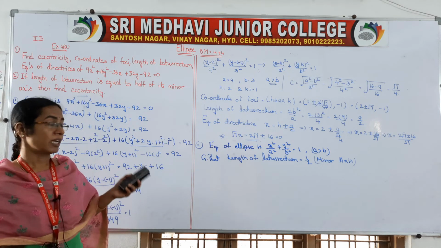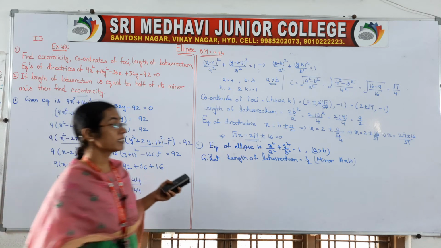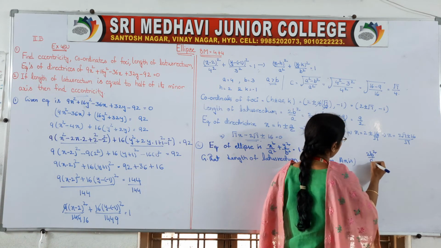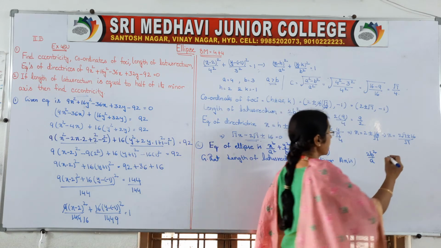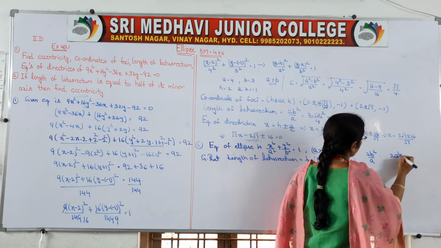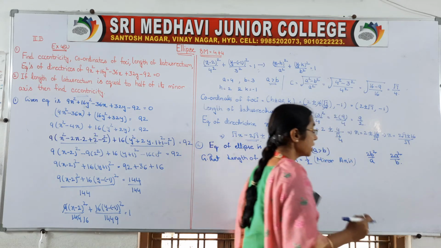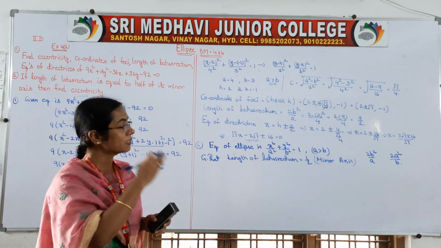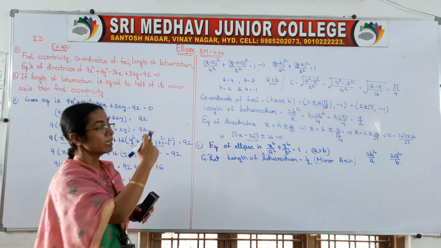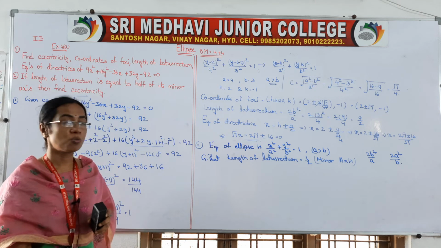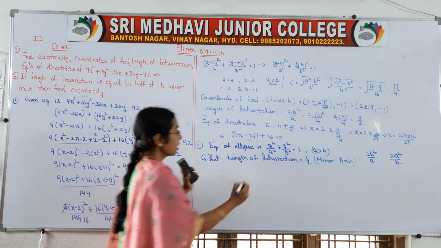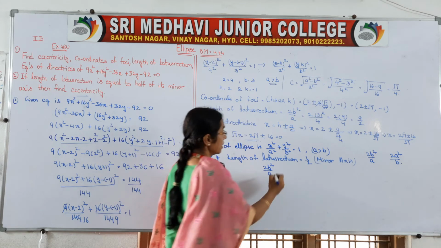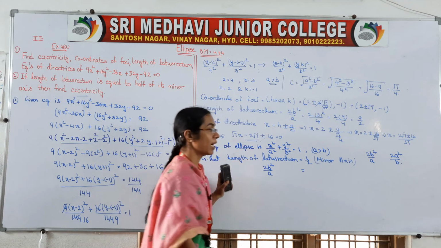For this standard form, what is the formula for the length of latus rectum if a is greater than b? Actually, if a is greater than b, its formula is 2b square by a. Suppose a is less than b, its formula is 2a square by b. Here nothing is mentioned, so we will go for the first one, a greater than b. That means its latus rectum is 2b square by a.